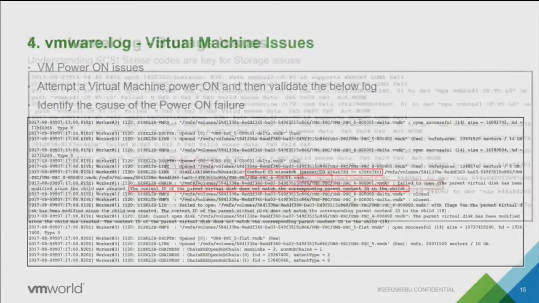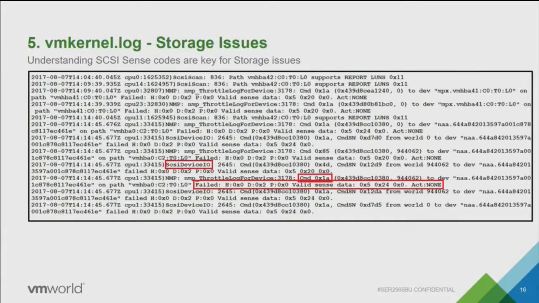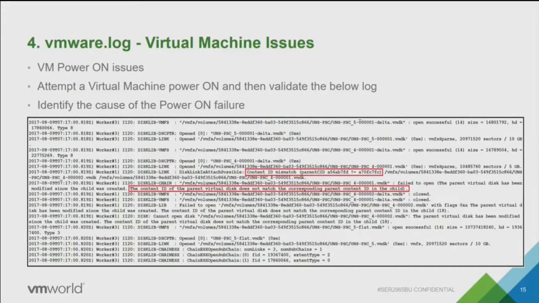Now, let's take a scenario where the VM is running on snapshots. I have two levels of snapshots, snapshot 2, which is mapped to snapshot 1, and then snapshot 1 has been mapped to the base disk. Now the attempt at a power on fails. What should I do next?